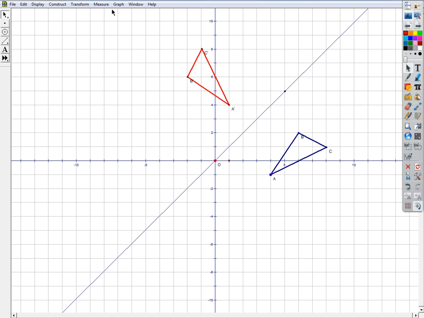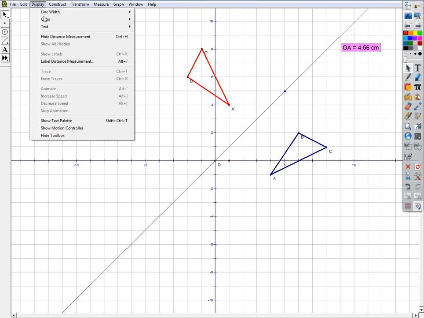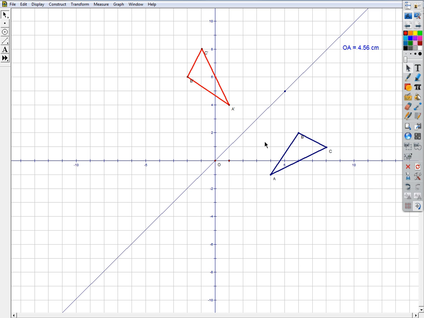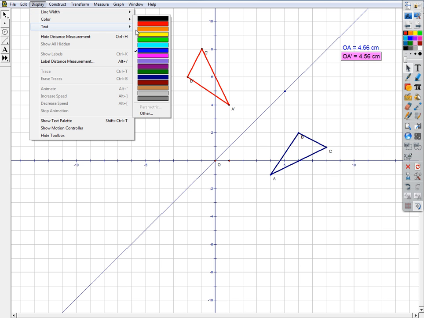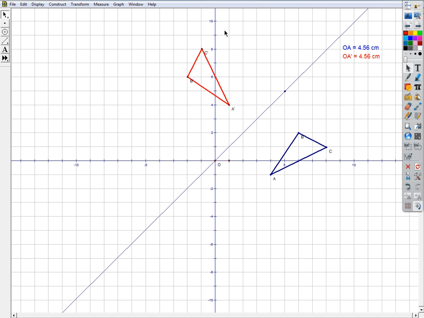Okay, speculate that they're going to be the same. Let's find out. So I'll measure distance OA is 4.56, and let's make that blue because that's a blue measurement. Let's measure the distance from O to A prime, and sure enough, you got it right. Now, it would be that way for all of them, wouldn't it? Wouldn't you agree that the distance between the pre-image vertices and image vertices and the origin is going to stay the same, because we haven't changed that? All we've done is put a tack in the page and rotated the whole thing. Distance from the origin stays the same.